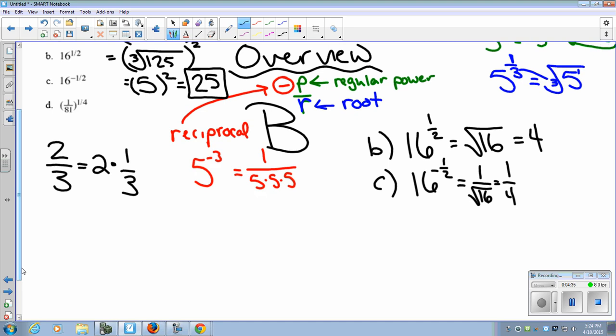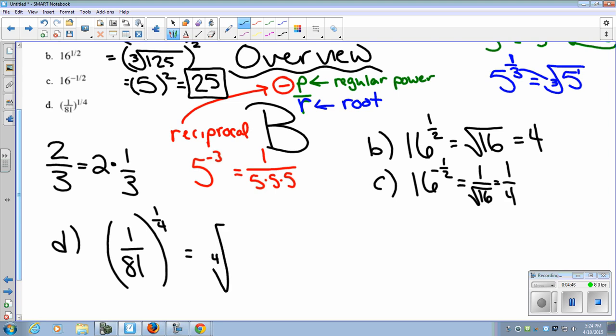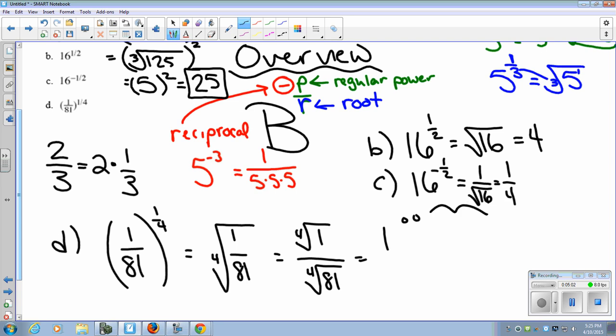And then finally for part D, I have 1 over 81 to the 1/4 power. So that's the same thing as saying the fourth root of 1 over 81, which is another way of saying the fourth root of 1 divided by the fourth root of 81. Well, the fourth root of 1 is just 1, because 1 times 1 times 1 times 1 is 1.